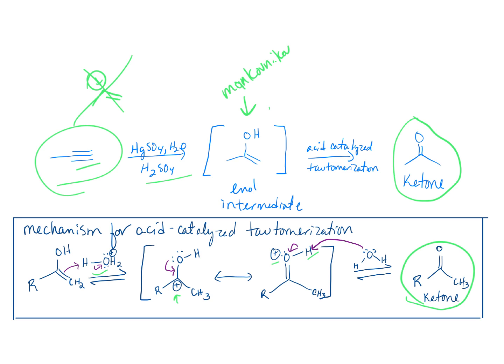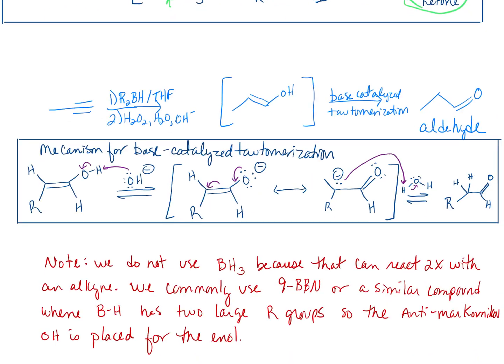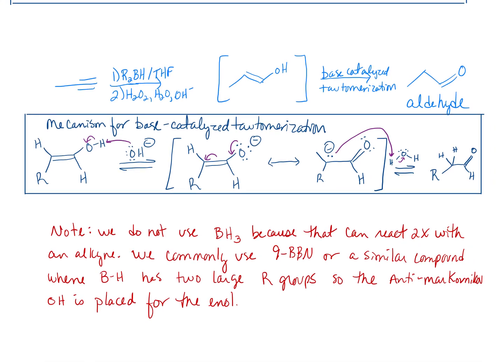Okay, here's the cool thing. You have an acid catalyzed tautomerization, but you also have a base catalyzed tautomerization. So let's look at this from a different perspective. If we have R2BH, I'll talk about that in a second, and THF, followed by the things that we had before, H2O2, water, OH minus, it's also going to make an enol, but notice that the OH is on the least substituted side. And once a base catalyzed tautomerization takes place, we end up with the aldehyde product instead of the ketone.